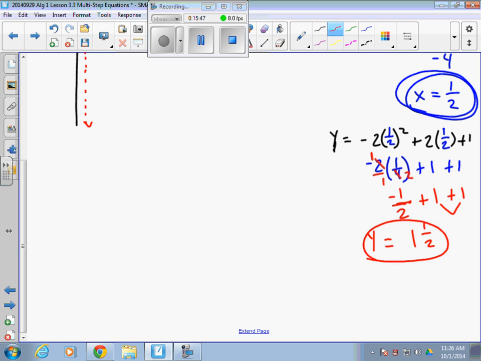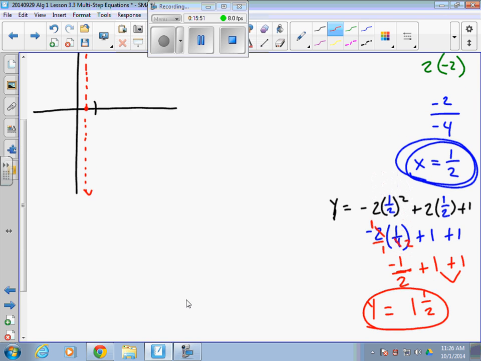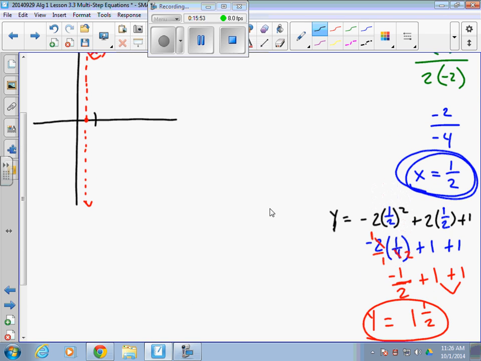So when you graph this on your axis of symmetry, if y's value is 1.5, you know that this is the top of the graph, x comma y, 1.5 would be right there. There's our vertex. It's at 1/2, comma, 3/2, or 1.5. That's your vertex.